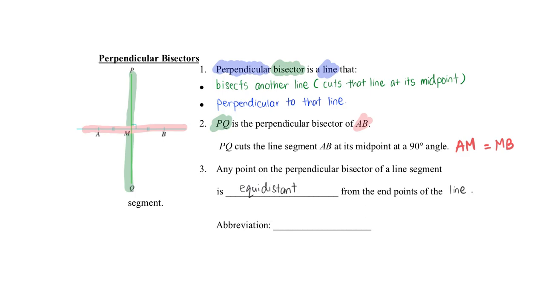And the abbreviation for this would be, this will represent perpendicular, and we just need to spell out the word bisector. Alright, this is the end of the introduction to perpendicular bisector.